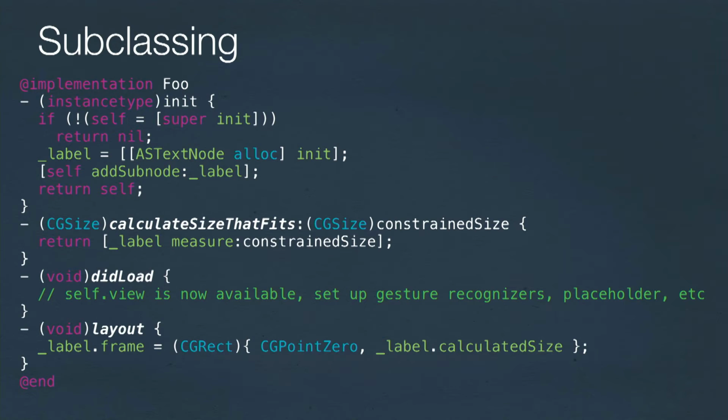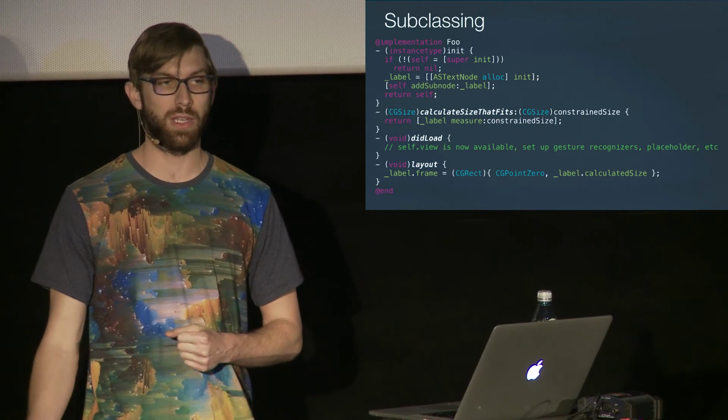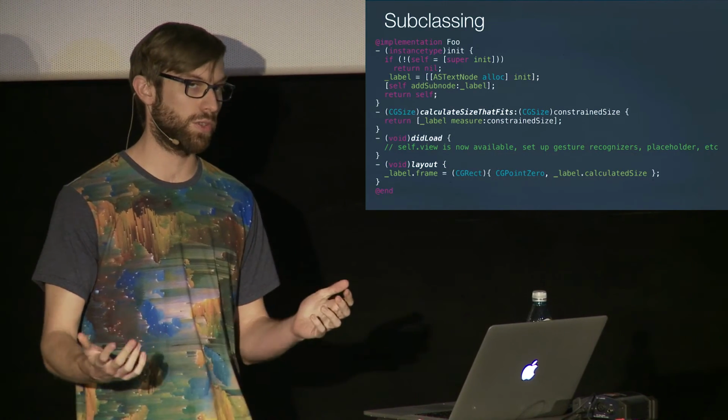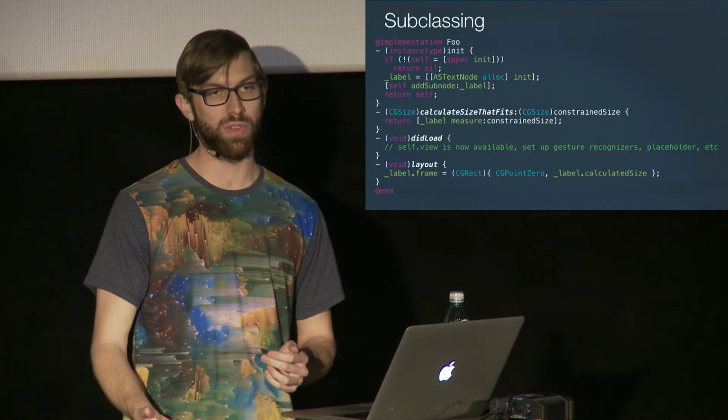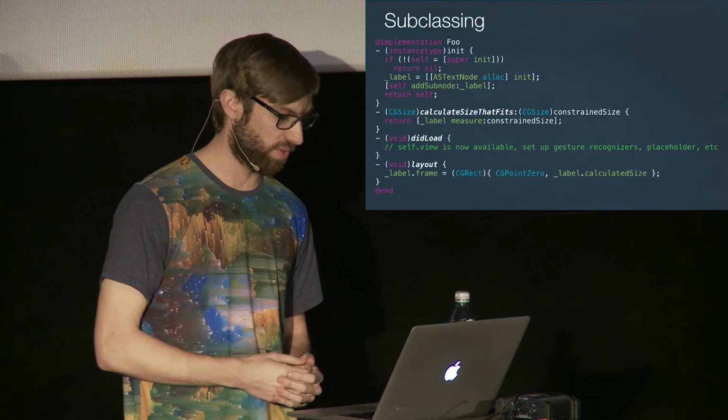So subclassing, if we were to build this out a little bit more, if we wanted to support asynchronous layout, for example, we would implement something like this calculateSizeThatFits method that calls measure on subnodes to ensure they all have a chance to lay out in advance. We don't need didLoad here, but it's a great time to allocate a gesture recognizer and add it to the view, because gesture recognizers are also main thread only, and they're never needed before the view is allocated, so it's a perfect time to do that.